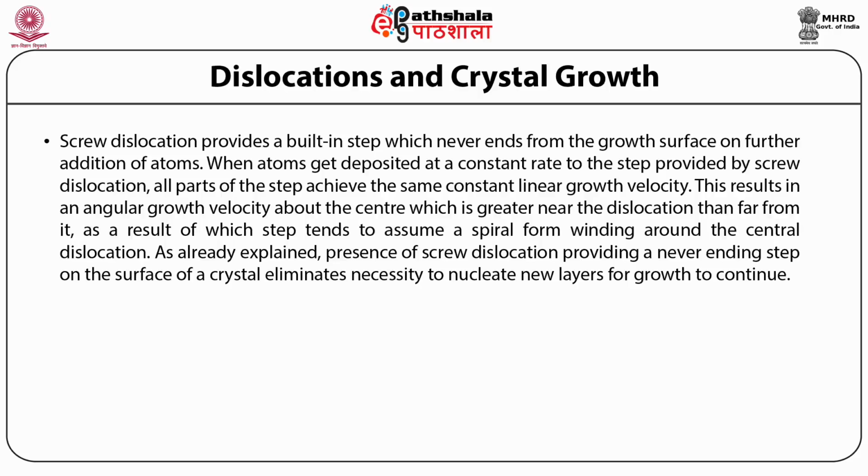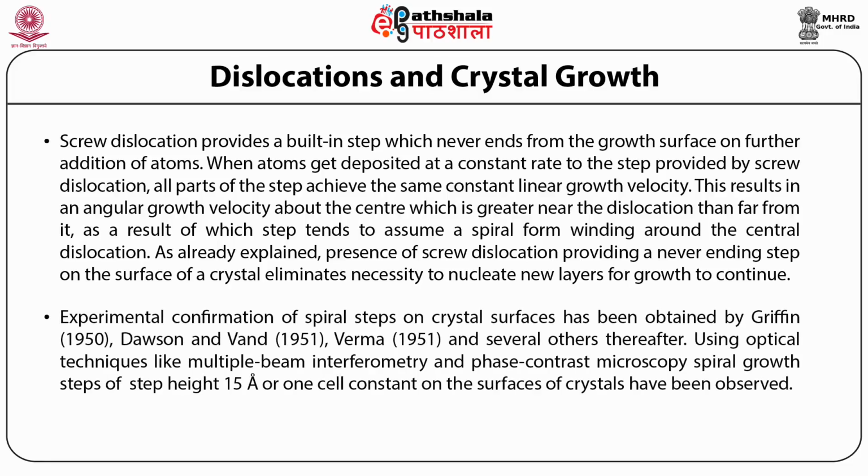As already explained, the presence of a screw dislocation providing a never-ending step on the surface of a crystal eliminates the necessity to nucleate new layers for growth to continue. Experimental confirmation of spiral steps on crystal surfaces has been obtained by Griffin in 1950, Dawson and Wand in 1951, Verma in 1951, and several others thereafter.